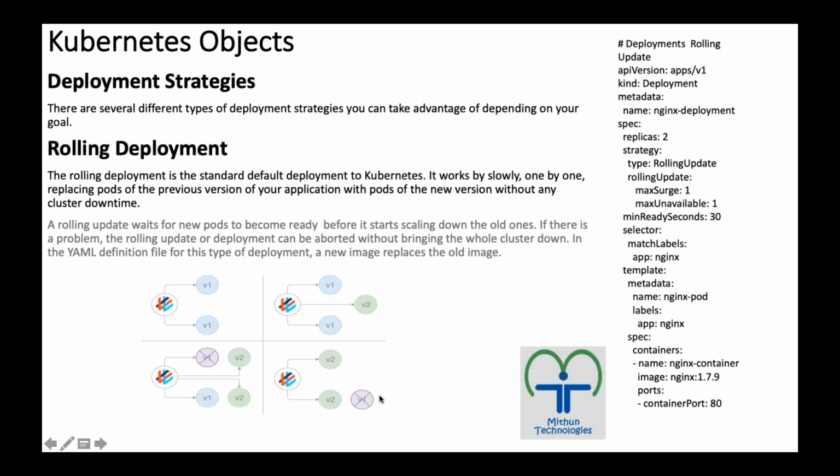Once this is also ready, then it will terminate the old one. It is going to do one by one. I mean to say, slowly. You can mention whether you want to do one by one or more, but it will do slowly. In this case, do we have a downtime when I am using rolling deployment as a deployment strategy? Do we have a downtime?